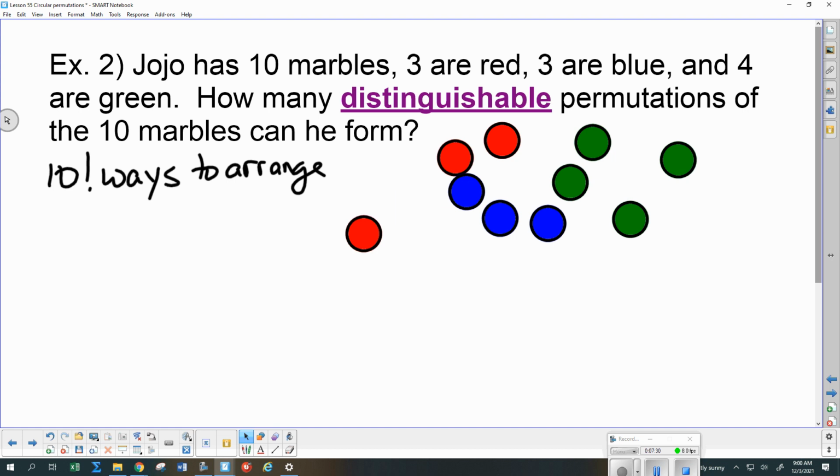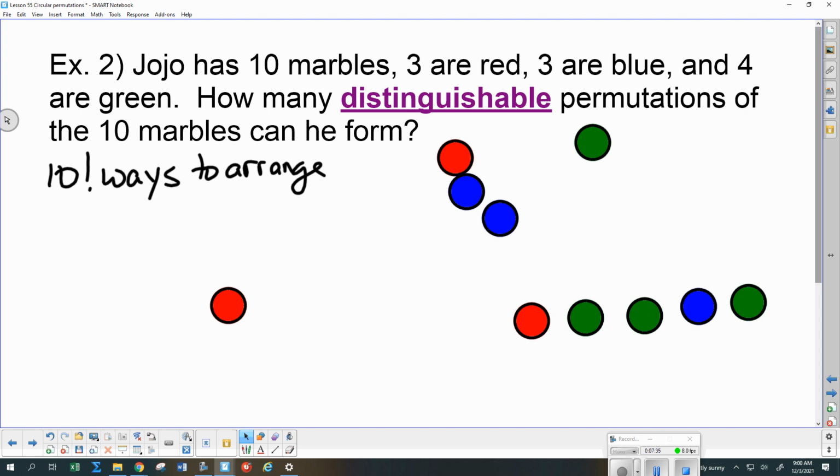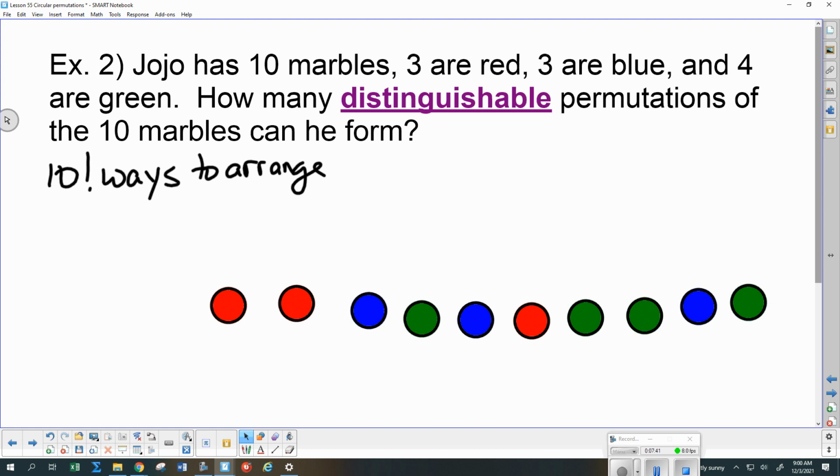So let me just do one kind of random arrangement here. Everybody agree that's one way I could line the marbles up. And there'd be 10 factorial ways that I could do that if I could tell them all apart. But you know what? I can't tell those red ones apart. To me, if I switch those two, it still looks exactly the same as what I started. That's what I mean by distinguishable. They have to look different. So I wonder how many for just the reds.